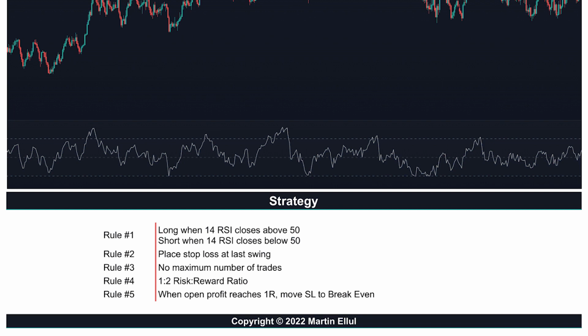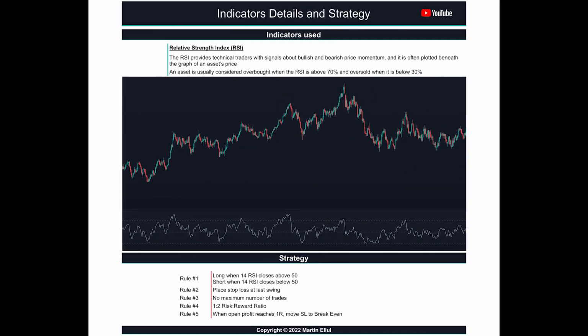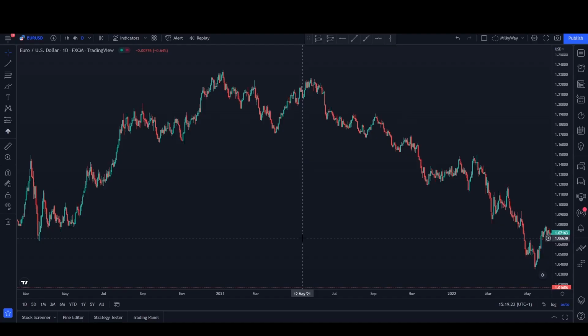We don't have a maximum number of trades. We need a set 1 to 2 risk to reward ratio. And when the open profit reaches 1R, we move the stop loss to break even, making a risk-free trade. So let's get on the charts now so I can show you a few trades, and then we'll dive straight into the backtest. So here we are on the charts, Euro USD on the daily time frame.